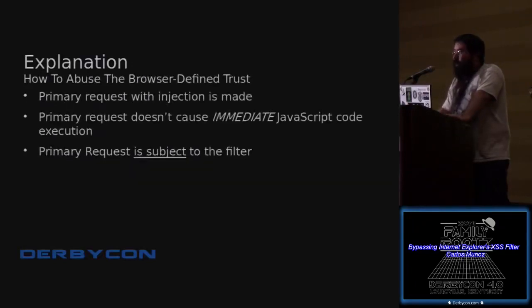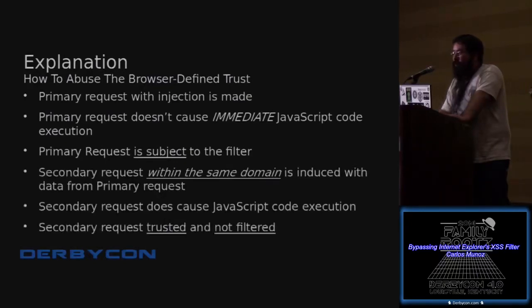So what's being done is a primary injection is being made onto the page somewhere in the domain. That primary injection does not cause an immediate JavaScript code execution. The primary request is subject to the filter. The secondary request is made in the same domain with data from that primary request. The secondary request does cause JavaScript code execution, and that secondary request is trusted by the filter and is not checked.